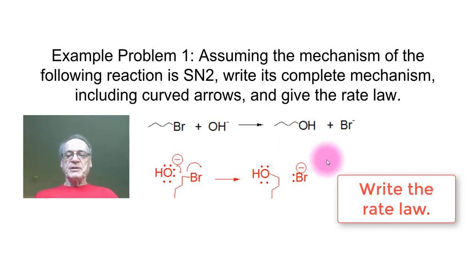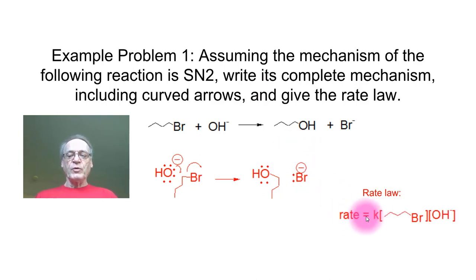And then the rate law is simply rate equals k. That's always the first part of any rate law, times the concentration of the alkyl halide. And if you wanted to draw out the alkyl halide like that, or just write it as RBr, that would be fine. And then also the concentration of hydroxide is in there. Like any math equation, it doesn't matter which one you put first in the rate law.